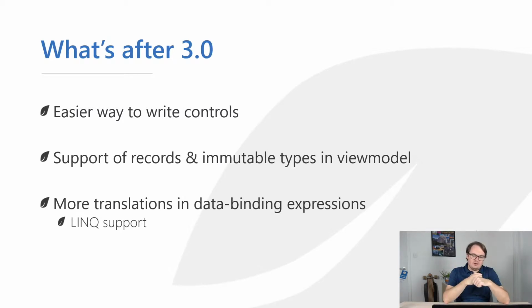Right now in our view models, it's quite complicated to work with some types, especially if the types are immutable, if they have some custom constructors and things like that. Also, the record types in C# 9 are a little problematic in DotVVM view models in some cases, so that's what we would like to address.